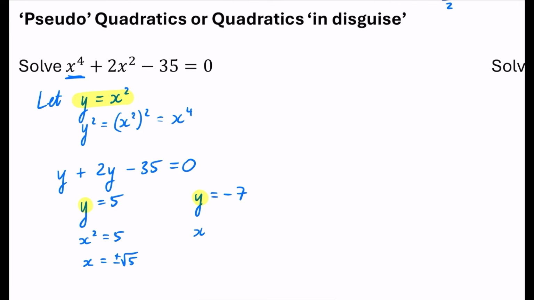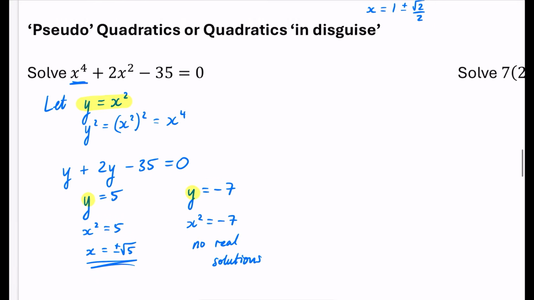Now for this one, I get that x squared is equal to minus 7. And if you think to yourself, can you square a number and get negative 7? Well, we're talking about real numbers here, so if you do further maths, you could do it with an imaginary number. But no, we cannot do this. So this one has no real solutions. So our solutions for this equation are just that x is equal to root 5 or minus root 5.